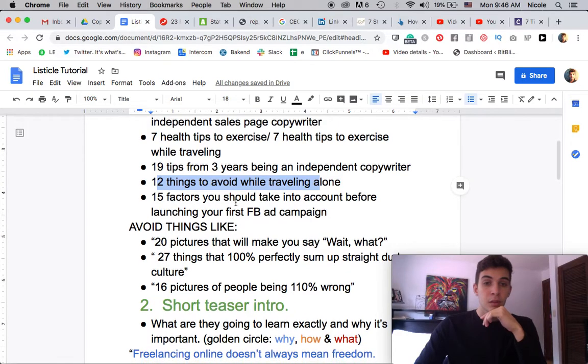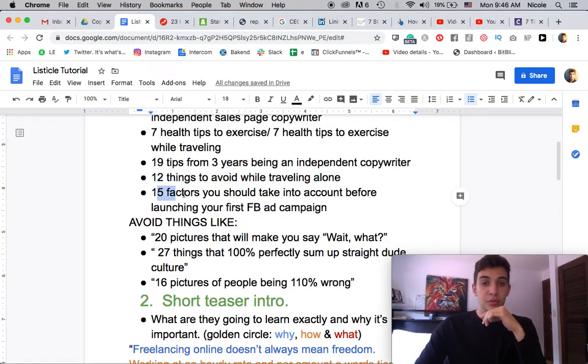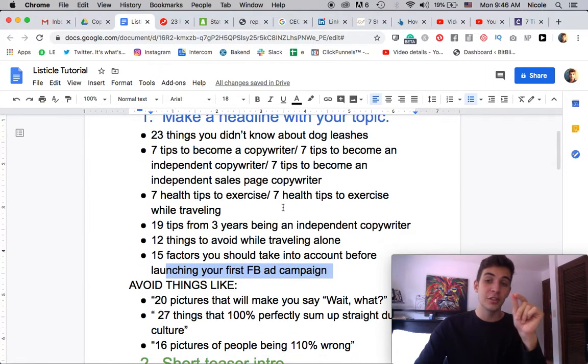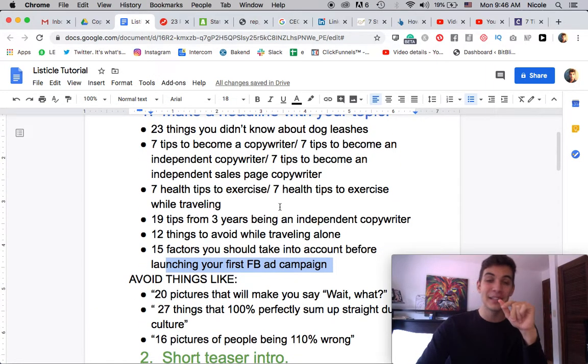So these are other examples. 15 factors you should take into account before launching your Facebook ad campaign. You see, this is getting people's attention, but is not falling on the clickbait side.